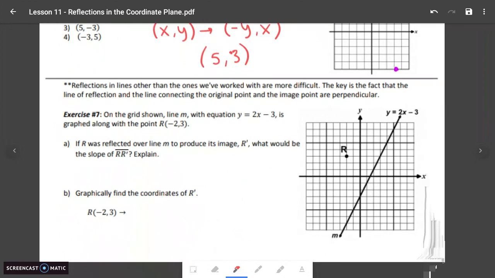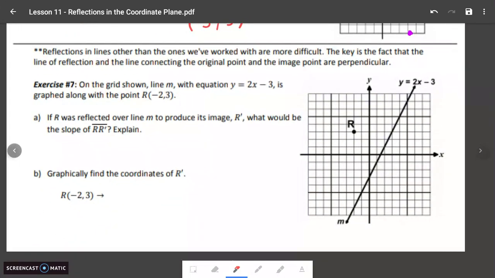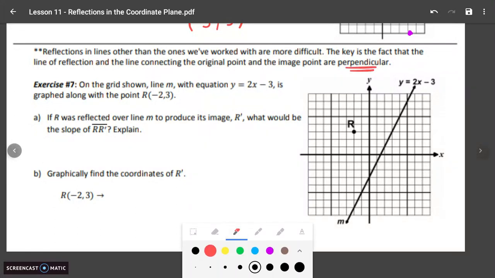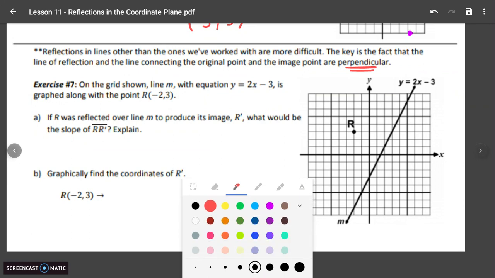Looking at the final question, reflections in other lines can be a little bit more difficult, but the key factor is to think if we're reflecting over a line, we want the slope. And when we connect them, they should be perpendicular, right? We talked about that perpendicular bisector being our line of reflection. So we have the equation y equals 2x minus 3. We have the point R at -2, 3. If R was reflected over line M to produce its image of R prime, what would be the slope of R to R prime?